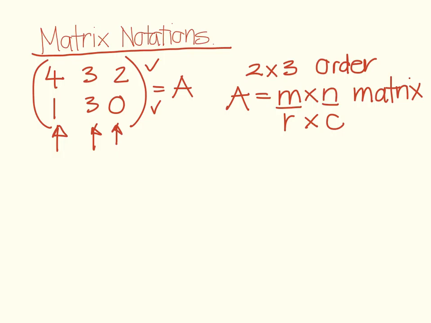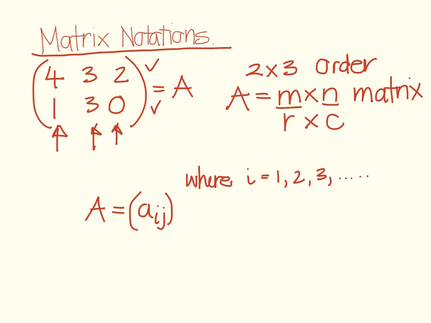Now if we continue on with our formal maths type talk, when we refer to a matrix A, it is noted as being A, I, J. And that is where I can equal 1, 2, 3, up until M, which is, as we know, the number of rows, and J can equal 1, 2, 3, 4, etc. up to N, where N equals the number of columns.